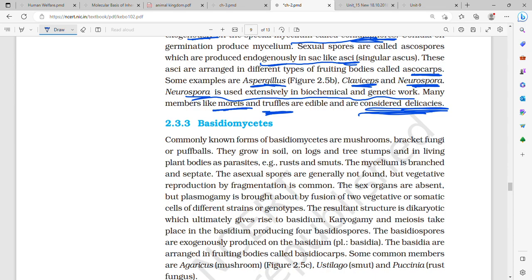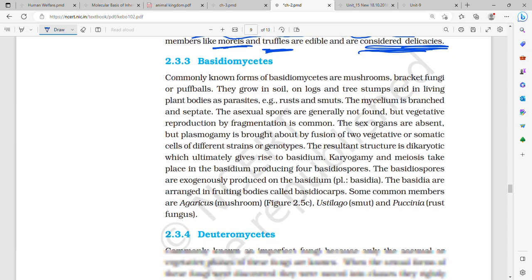Neurospora is used extensively in biochemical and genetic work, and many members like morels and truffles are edible and considered delicacies.